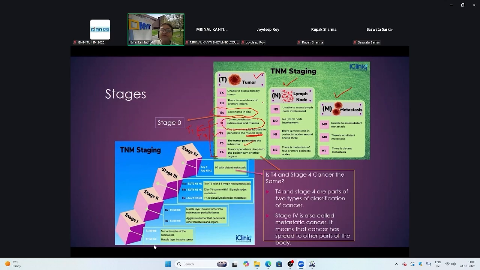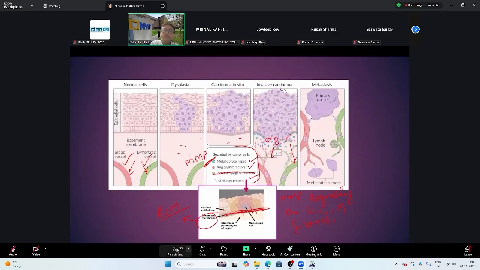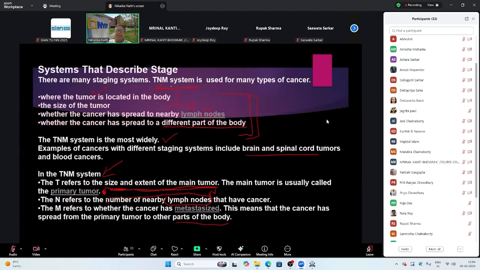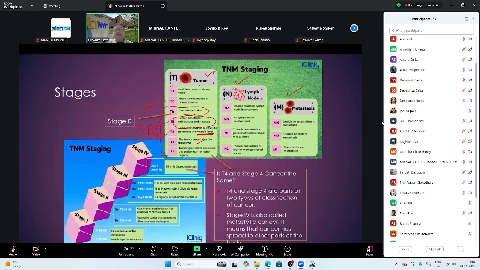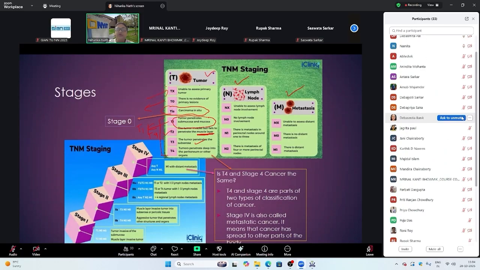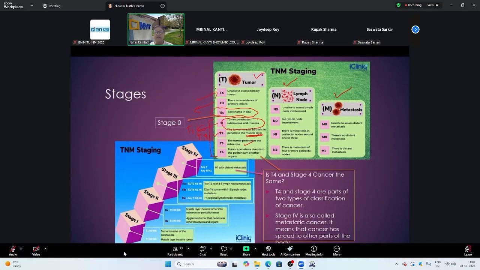Anything before that is all T0. So at T0, there's carcinoma, but it's in situ. You do have a tumor, but it's still inside. And if you're unable to decide what is going on, then it can be called a TX. All right, so carcinoma in situ is TIS.